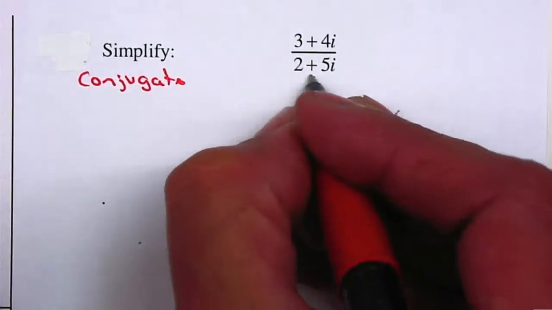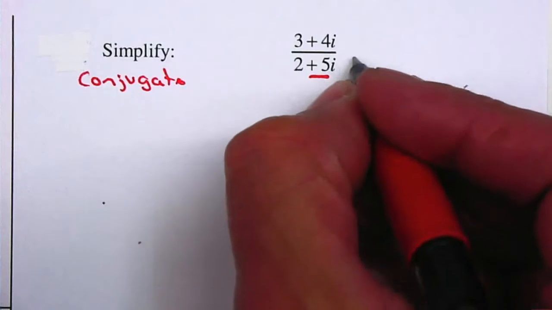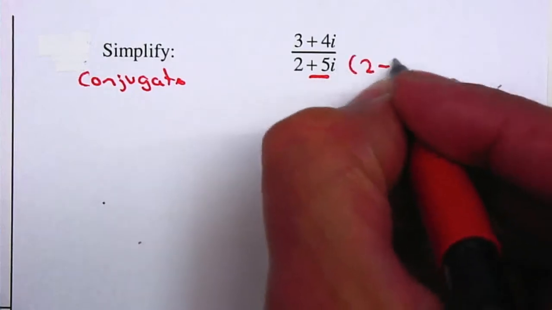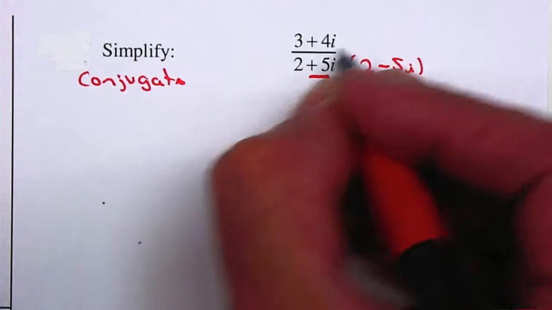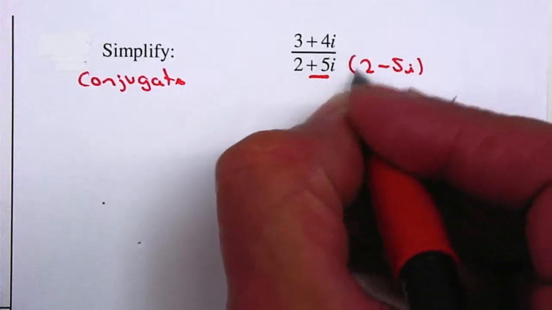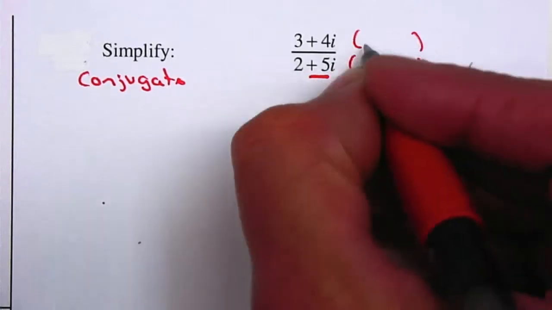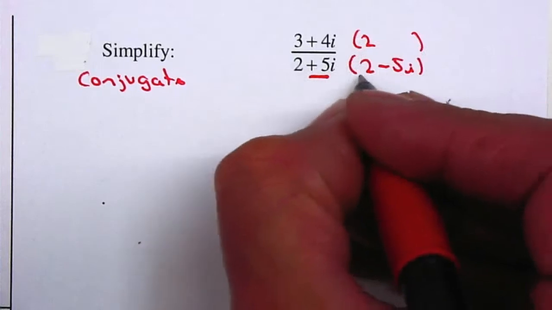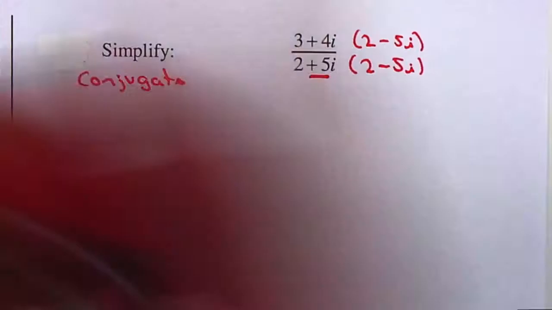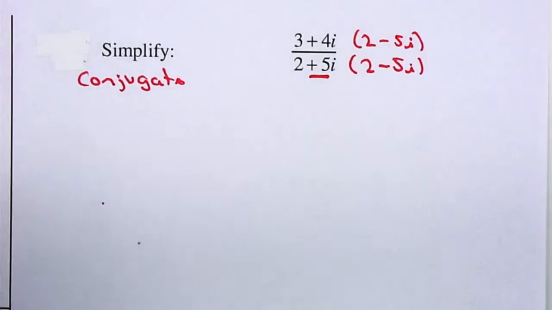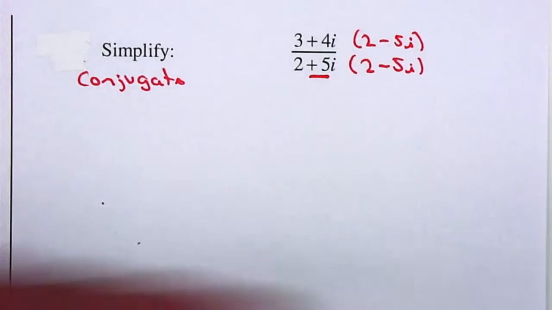Basically, the sign on the i will be the opposite in the denominator. So we're going to multiply by 2 minus 5i. Since this is a positive, we multiply by a negative, only on the imaginary part. And what you do on the denominator, you do on the numerator. So if you multiply the denominator by 2 minus 5i, we multiply the numerator by 2 minus 5i. That way your fraction stays equivalent. It will be the same value.